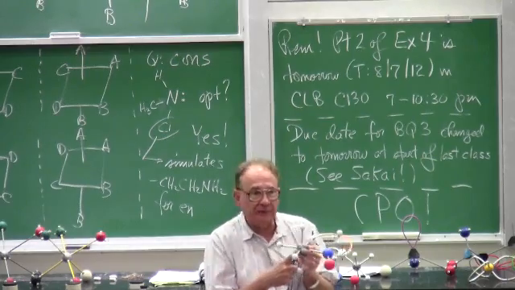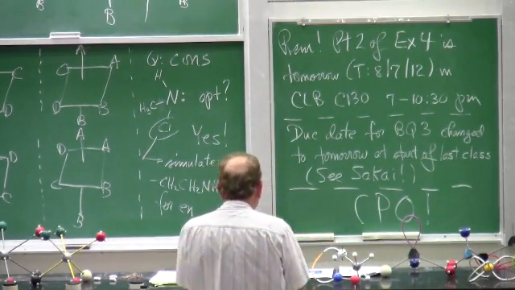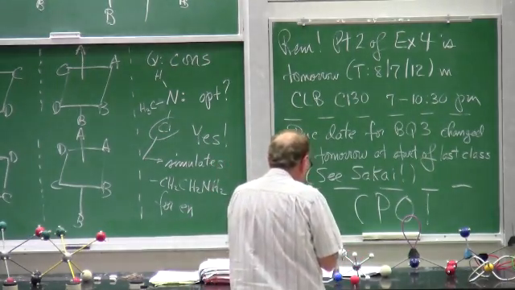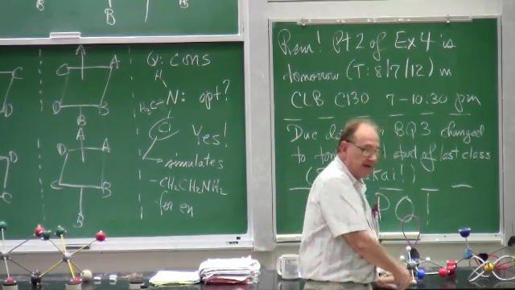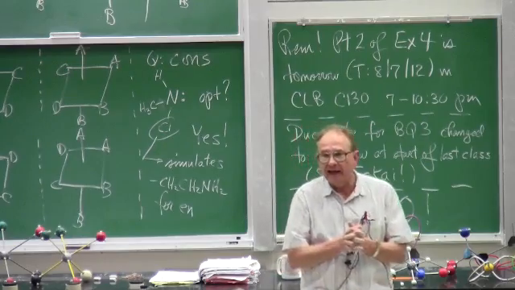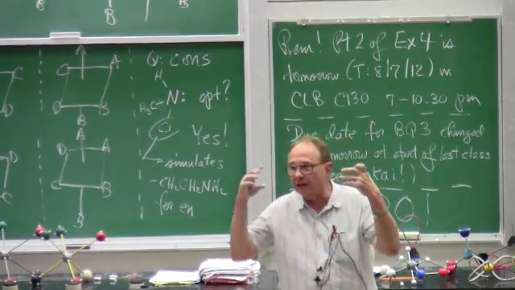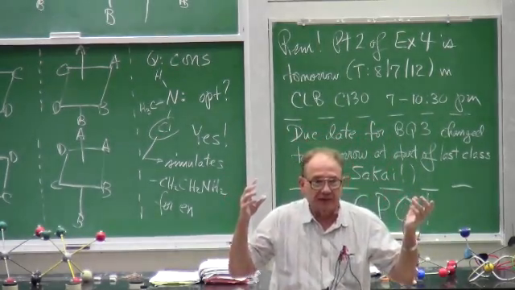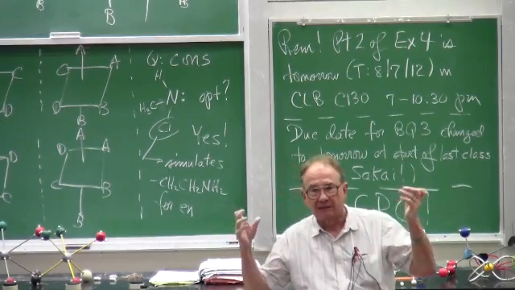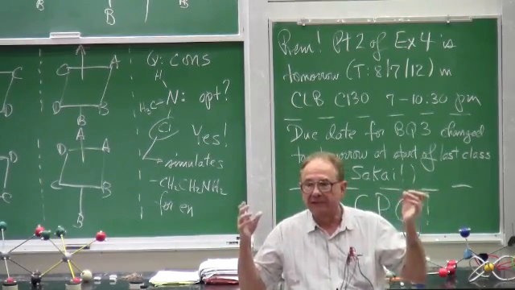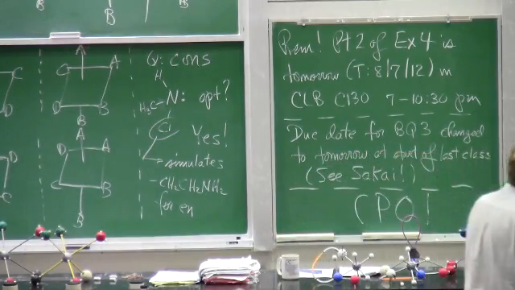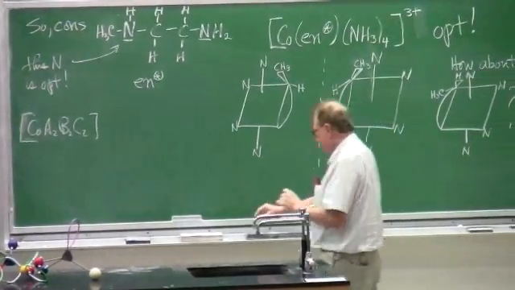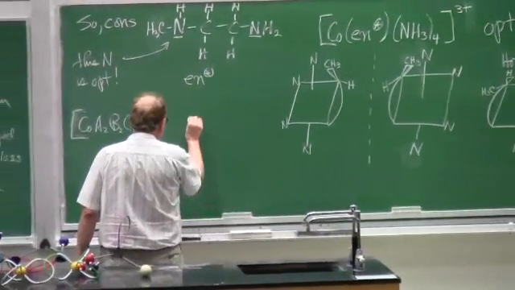What do you think the geometry is of a complex which has got an sp3d4 hybridized central atom, 8 bonding pairs, and all the peripheral atoms or groups are identical? What do you think it'll look like? I'll draw a picture on the board as a possibility.